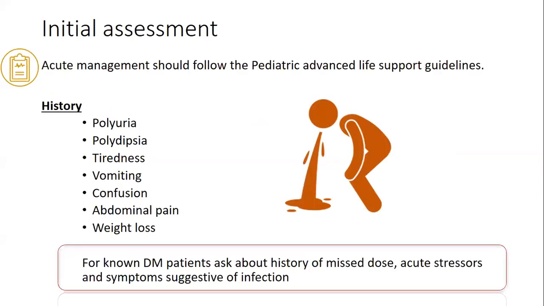So during your initial assessment, you've gotten your patient, maybe a child who is 3 years old, presenting with the classical features of diabetes. From the short history, you realize this patient actually has polyuria, polydipsia, lethargy, vomiting, confusion, abdominal pain. Mom says there's weight loss. And for a known diabetic patient, they say the last time they took their dose was like 3 or 5 days ago.